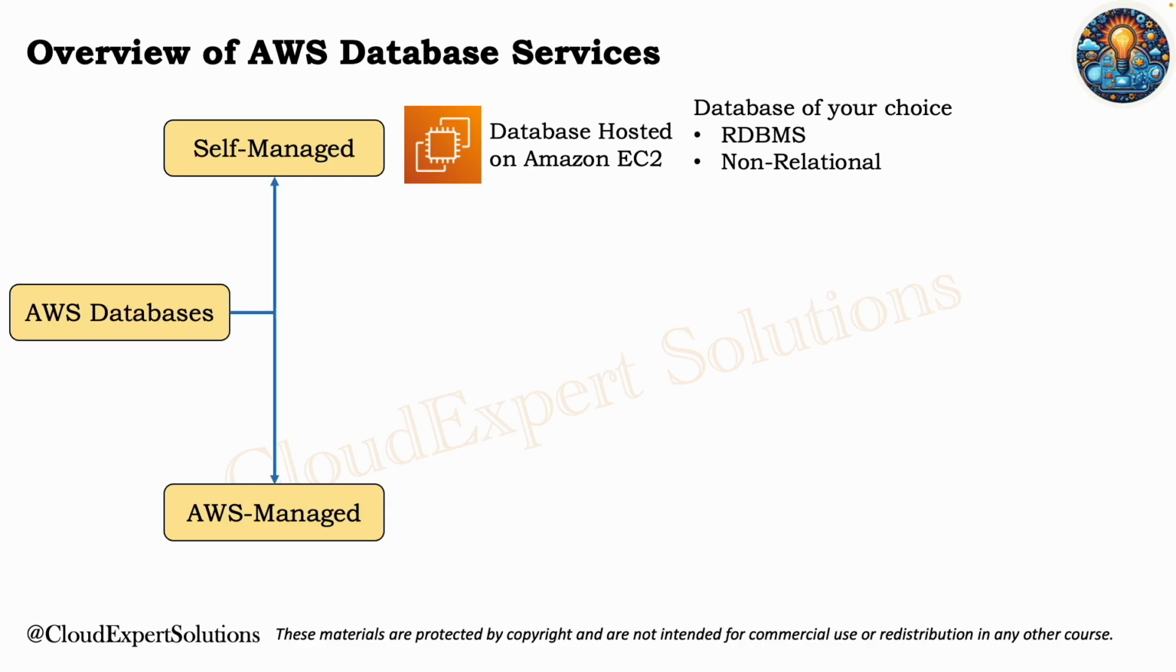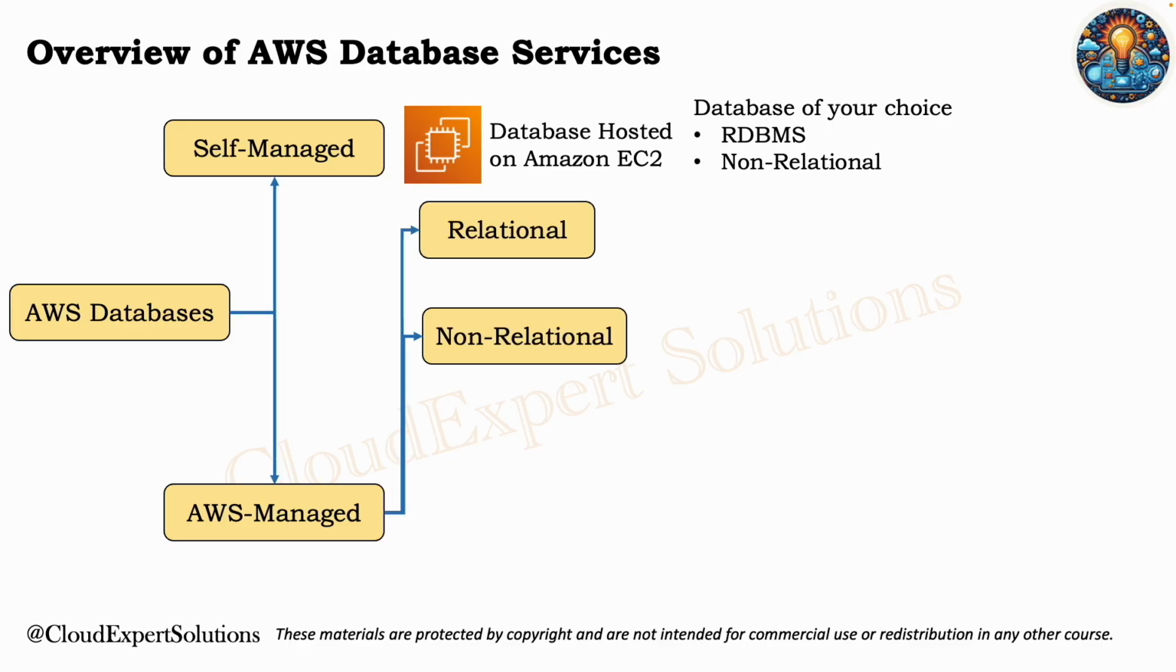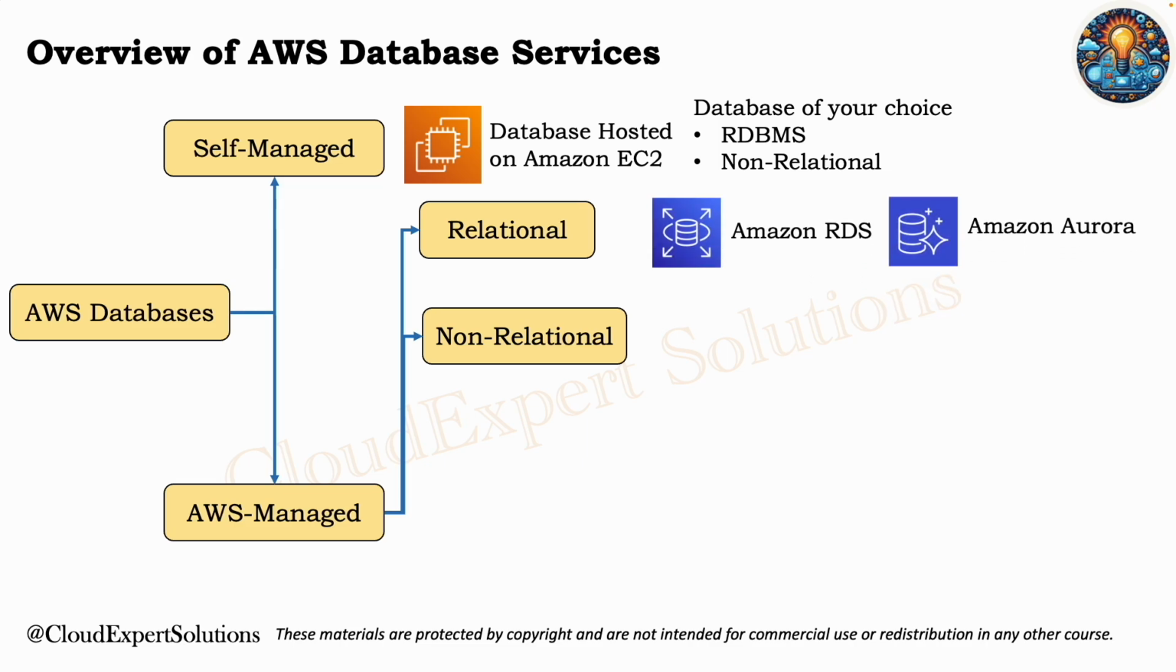The other category is AWS-Managed Database Services. This is where AWS does the heavy lifting for you. They handle the undifferentiated tasks like server provisioning, setup, patching, and backups. This category is incredibly diverse. AWS has purpose-built databases for every use case. We have managed relational databases like Amazon RDS and the high-performance Amazon Aurora.